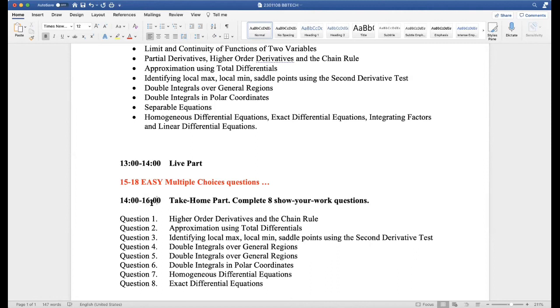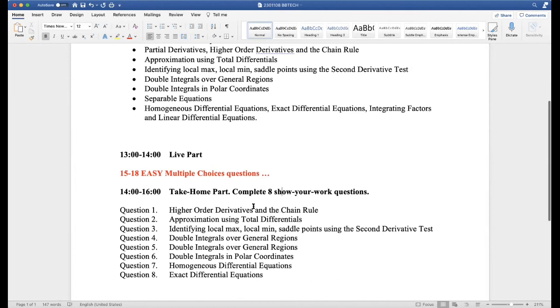Well, the same thing as the quiz. And then you're gonna have the take home part. Well, you will have 2 hours to complete 8 questions. Question 1, higher order derivative and the chain rule. Question 2, approximation using total differential. Question 3, identify local max and min and saddle point by using the second derivative test. Questions 4, 5, and 6, double integral. Question 7, homogeneous differential equation. Question 8, exact differential equation.